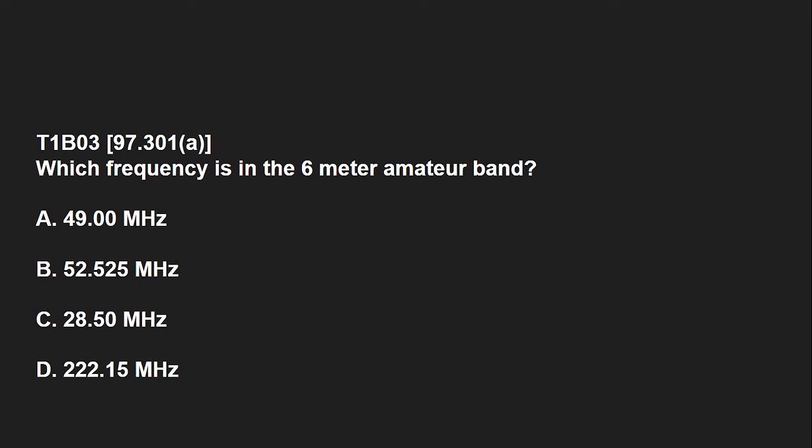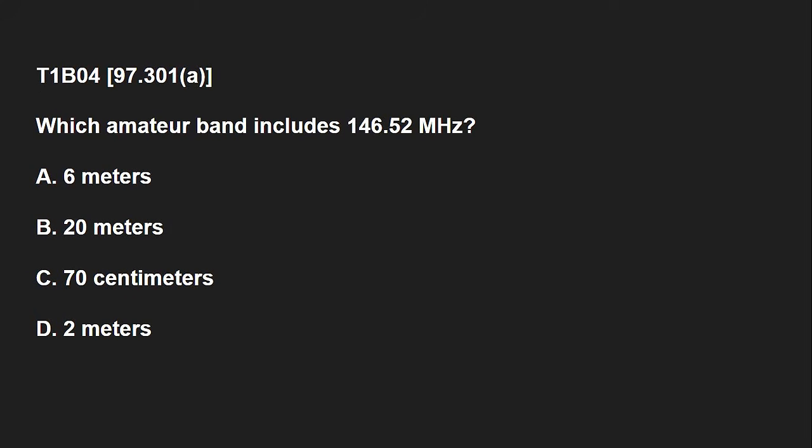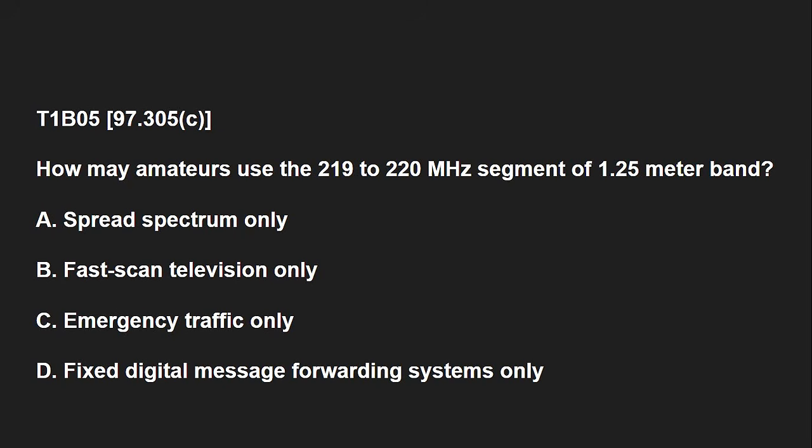T1B03, which frequency is in the 6-meter amateur band? That answer is 52.525 MHz. T1B04, which amateur band includes 146.520 MHz? That is the 2-meter band. T1B05, how may amateurs use the 219 to 220 MHz segment of the 1.25 meter band? That is for fixed digital message forwarding systems only.